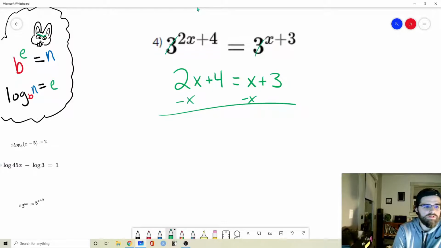I'm going to get all my x's over here on the left. In the same step, I'm going to go ahead and subtract 4 from both sides to get my numbers over on the right, and there's our answer. x is equal to -1.